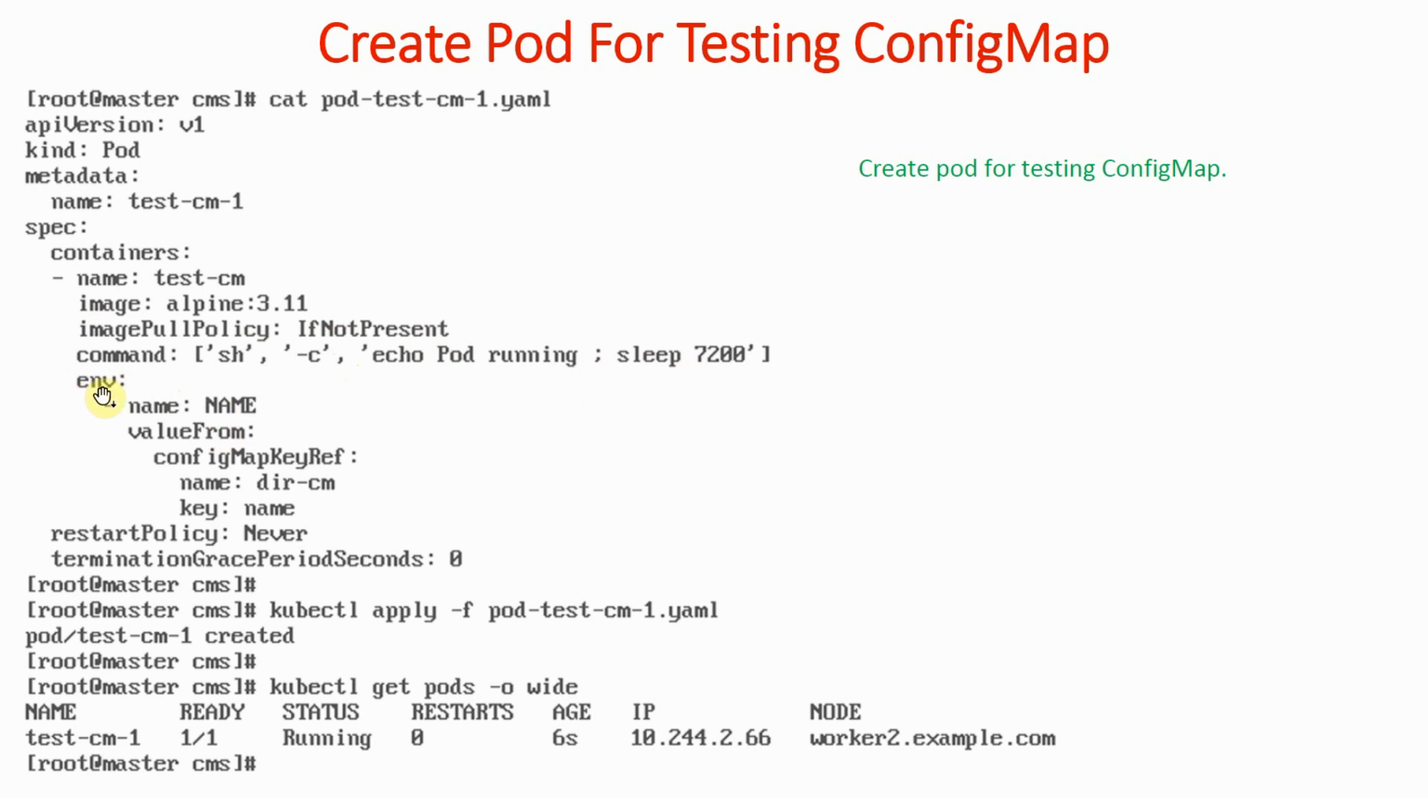Now here again we are using env. Now we want to store the value in the name variable. So we are specifying valueFrom configMapKeyRef. And what is the name of our config map? We have specified this is the dir-cm, and which key we have to use: name. Now the value of this key name will get stored in this variable, and then we are going to do kubectl apply -f to create it. It is saying that the pod got created. With the -o wide option we can view the IP address of that. It has been launched on worker 2.